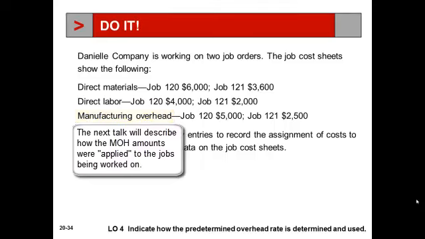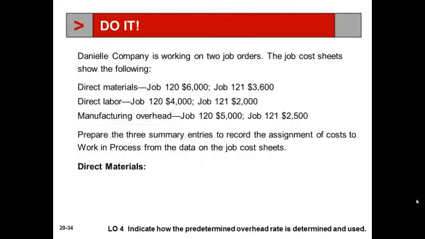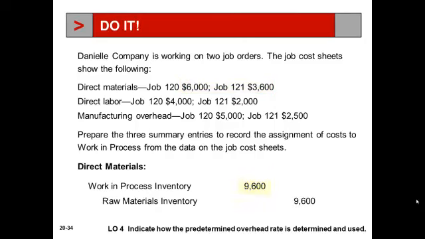Let's prepare the three summary entries to record the assignment of costs. This is a transfer of cost to work in process from the data on the job cost sheets. This is a summary journal entry at month end to pick up the direct materials for both jobs 120 and 121. We debit work in process inventory for $9,600, increasing that inventory, again for both jobs 120 and 121 direct materials, and credit raw materials inventory, $9,600, reducing that account for those direct materials used on the respective jobs.